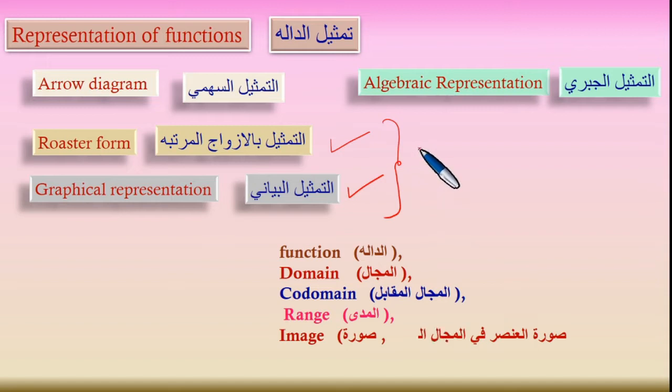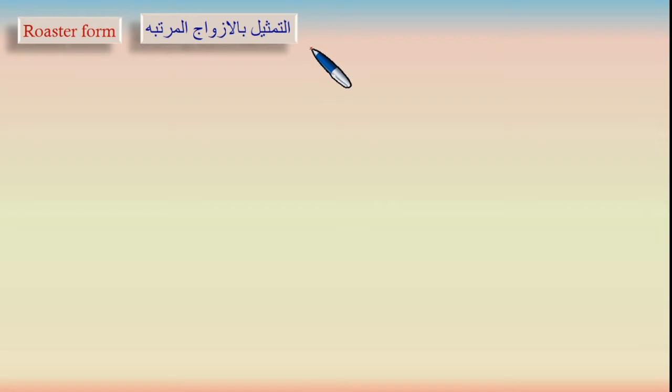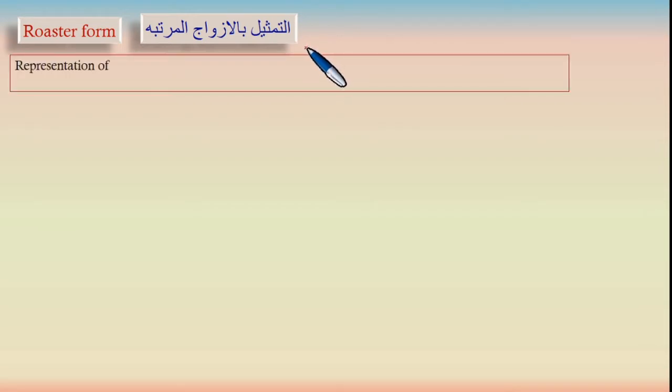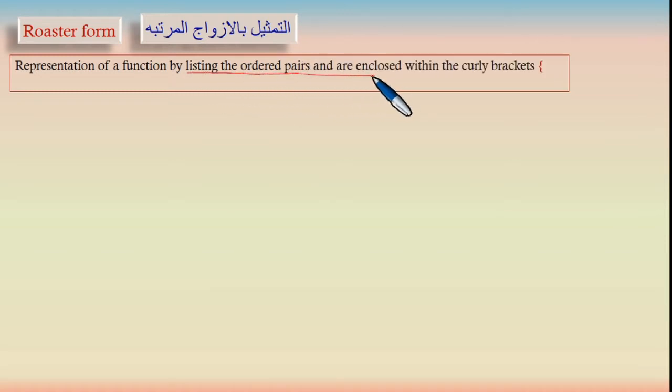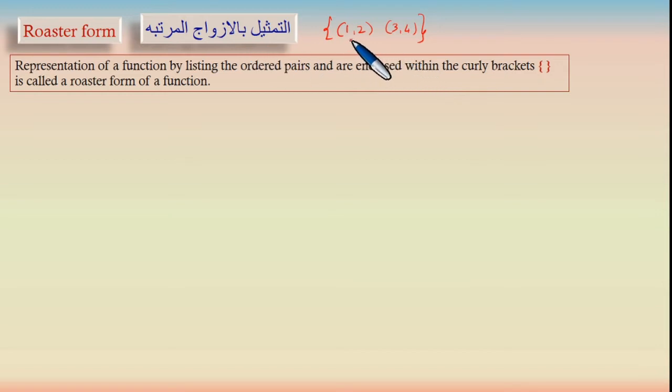And now we are going to learn about the roster form. Roster form. In this representation, functions are represented by listing the ordered pairs and are enclosed within curly brackets. Ordered pair, what do you mean by ordered pair? Ordered pair means if it is written like this, 1, 2, 3, 4, and it is enclosed in the curly bracket, this kind of representation is called roster form.